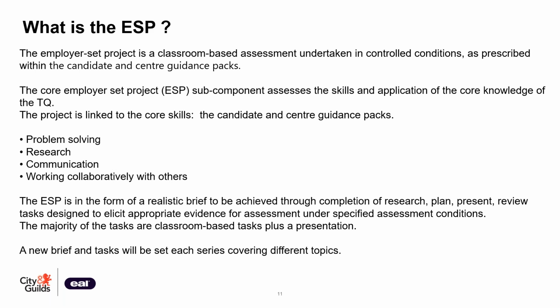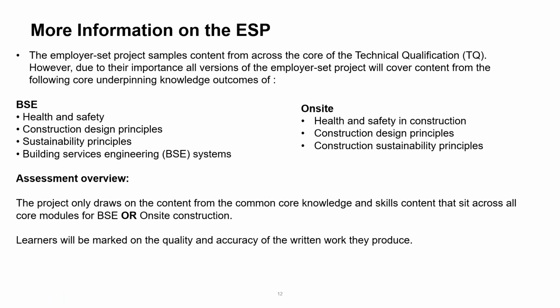So the number of tasks within the project is going to stay exactly the same every year. You'll always have the same 6 tasks, but what will be different is that a new brief will be set for each series that will cover different topics. But the brief for the ESP will only ever draw from information from the core mandatory knowledge of the TQ. I'm hoping this is clear for you all because I do appreciate it's a huge amount of information here.